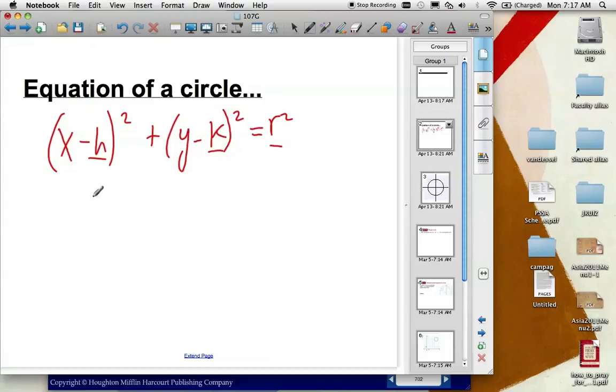I'll give you the hint here. The center is h and k. Guess what r is? Good. Radius. Remember, note it's radius squared, so you need to square it when you're given it to write the equation. So note it's x minus h and y minus k.